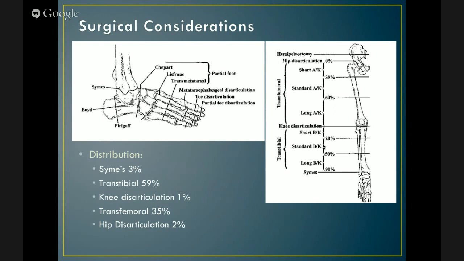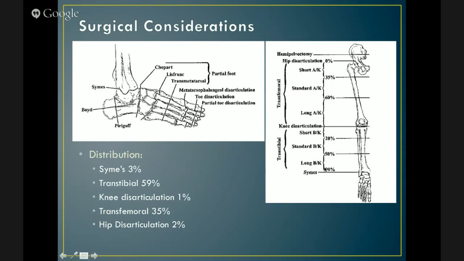But going up proximally, transmetatarsal amputation is also relatively common, but really transtibial amputations are the most common major lower limb amputation you see, followed by transfemoral amputations.